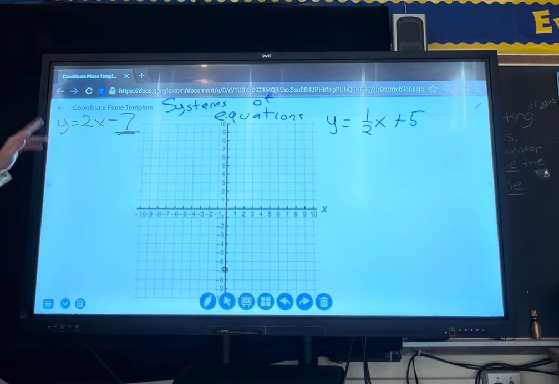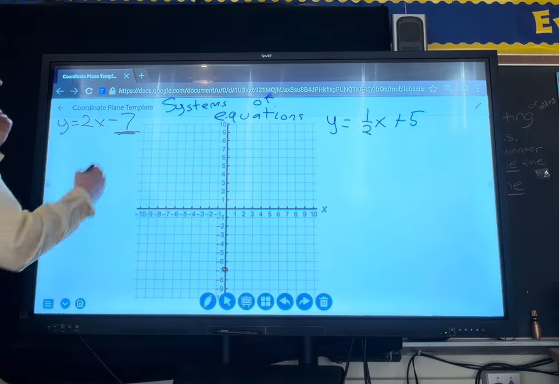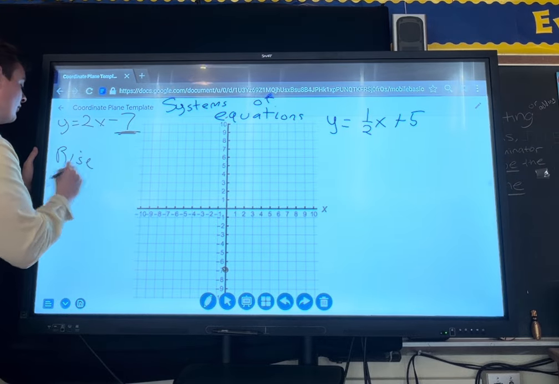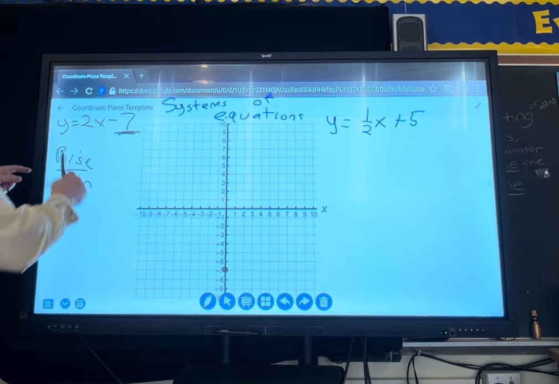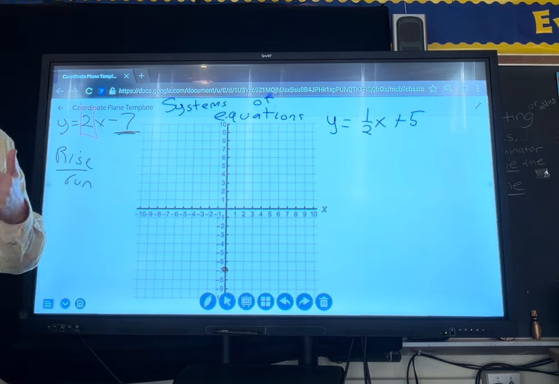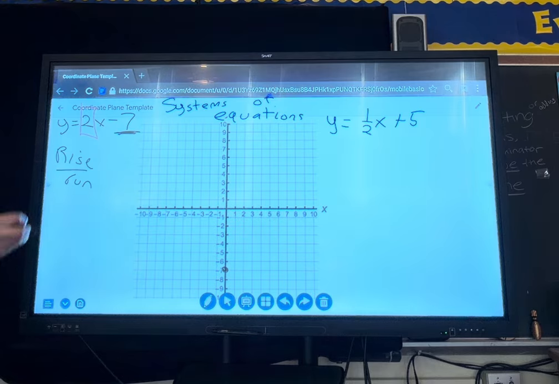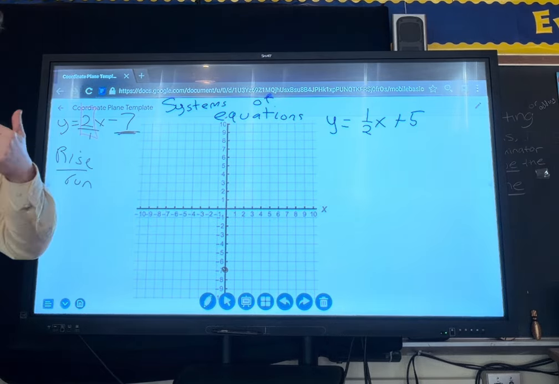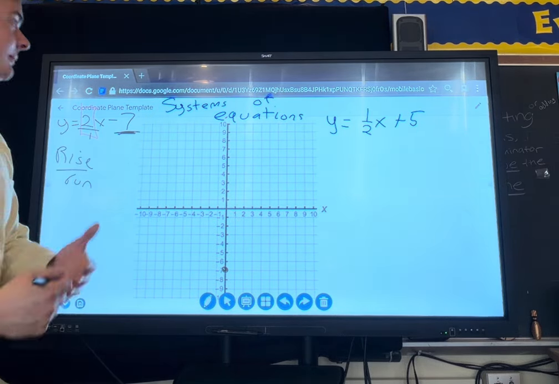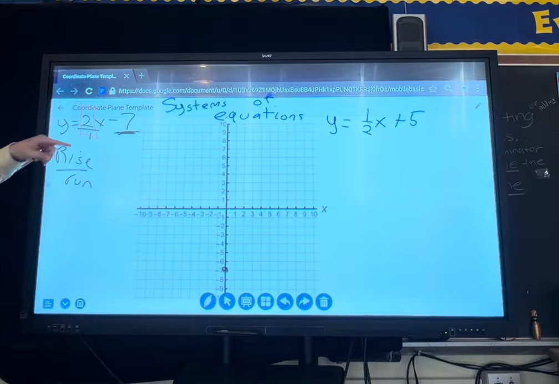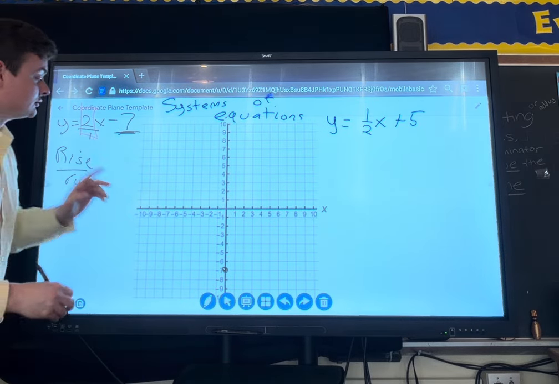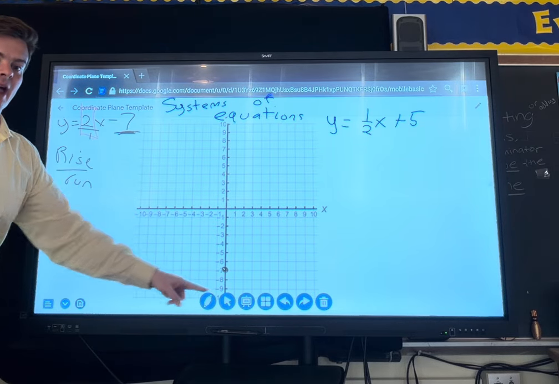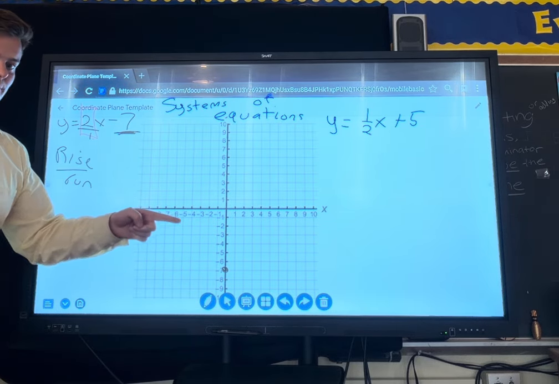Cool. Now I have to follow my slope. The slope is the rise over the run. The number in front of the x is the slope, but it's only a 2. But there's actually a secret 1 underneath every number, so it's 2 over 1, which means I'm going to rise 2, run 1. So I start at my -7, and I go up 2 boxes, 1 box to the right.